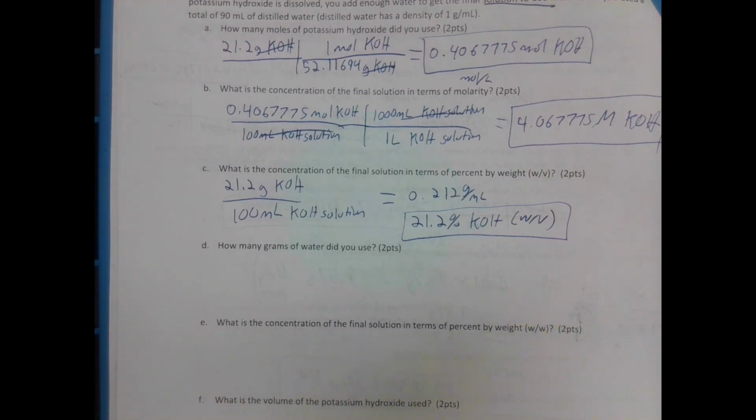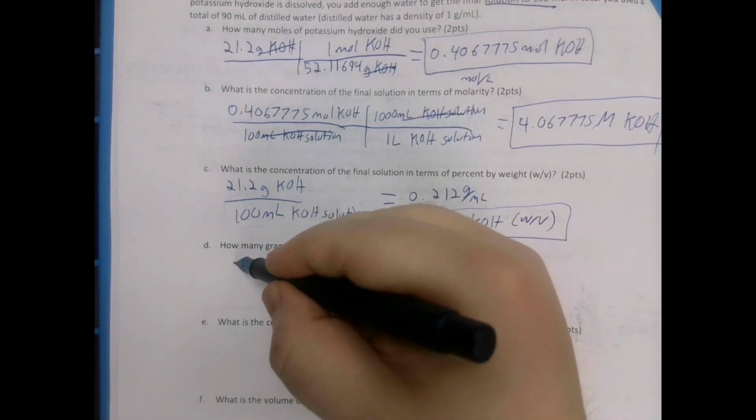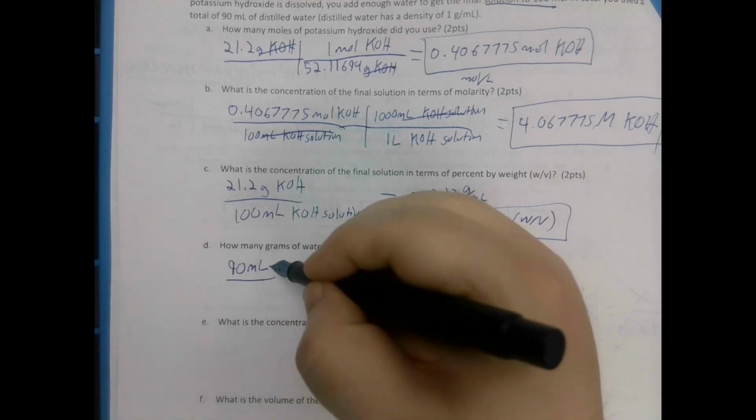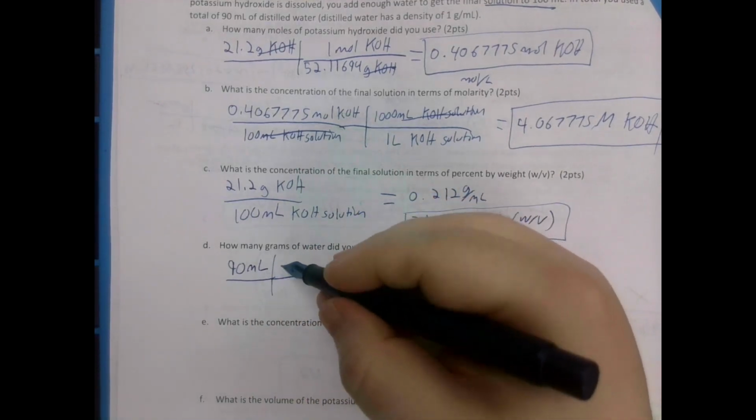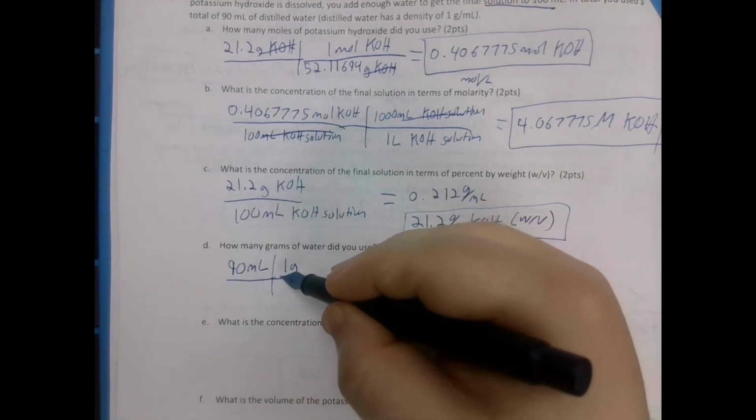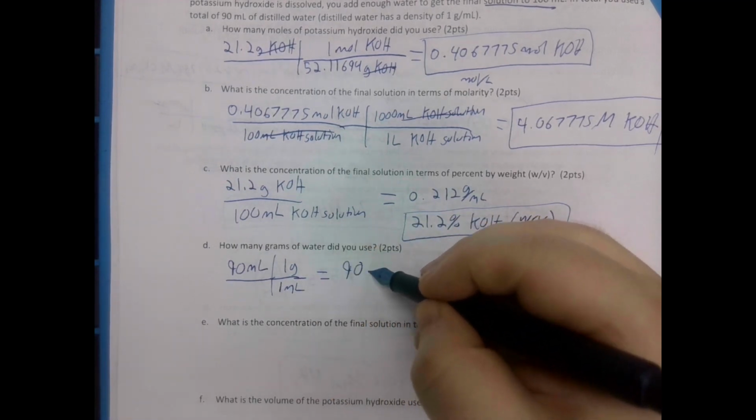How many grams of water did you use? Well, it says we used 90 milliliters of water, and water has a density of 1 gram per 1 milliliter. So that's equal to 90 grams of water.